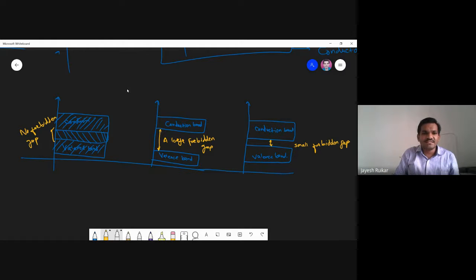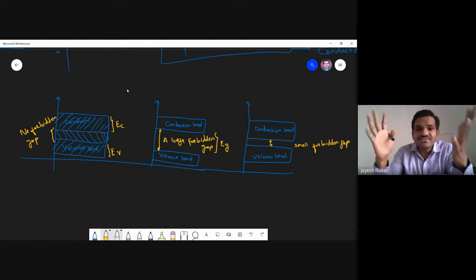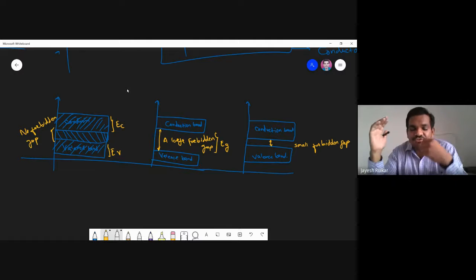This is the valence band, and this band is my EV. This is my EC, the energy for the conduction band, and EV is the energy in the valence band. And what about this? This is my EG, that is my energy for the forbidden gap.